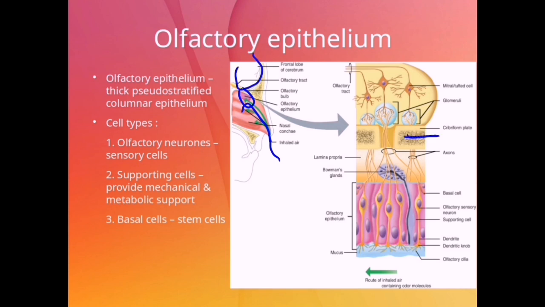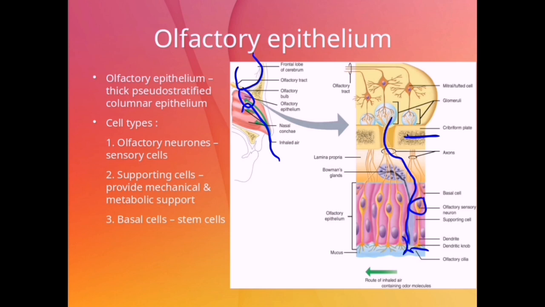Within the olfactory epithelium, we have 3 cell types. First of all, we have the olfactory sensory neurons. These cells are the olfactory sensory neurons, which pass through the cribriform, through the lamina propria of the olfactory mucosa, and then make up the epithelium. On their dendritic ends, they have microvilli, which pick up the odors.